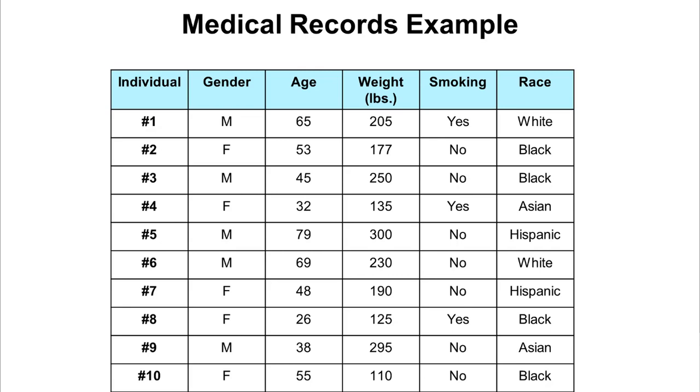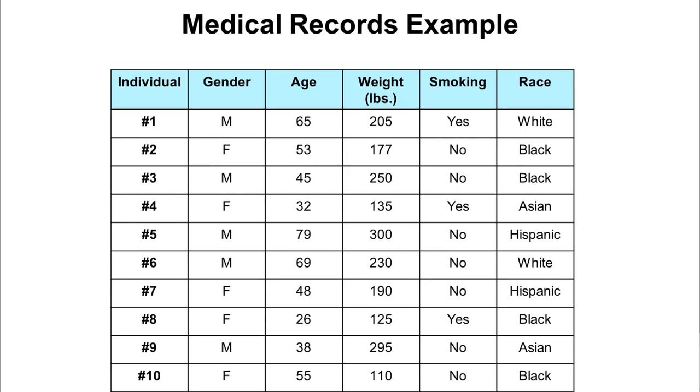I think one of the best ways to describe to you the difference between the qualitative and quantitative data is to look at an example. And this slide shows a medical records example. We have different categories across the top. You have individual people, you have gender, age, weight, smoking, and race. And under each category, I have for gender, male, female, M and F, age, the person's age, weight, person's weight, smoking, whether they smoke or not, and race. Here in this description, I have white, Black, Asian, and Hispanic individuals.